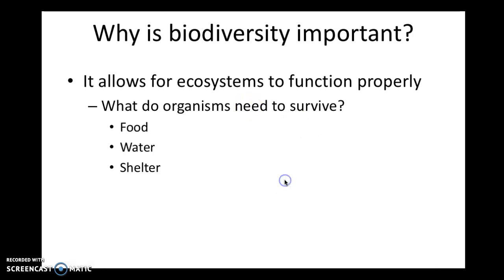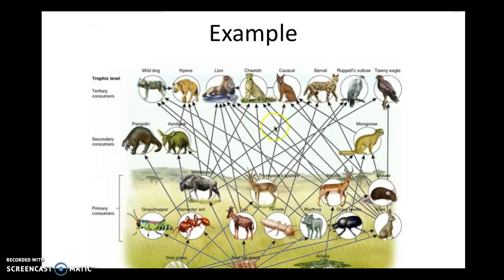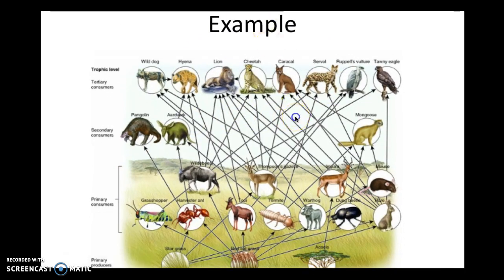So again, you need food, water, and shelter, and ecosystems offer that. And the more variety of these things and the different types, the more organisms that it can support. So here's an example. This is a food web. It's a model that shows the interactions of living things. So it shows what eats what.